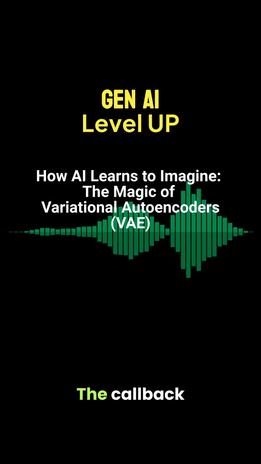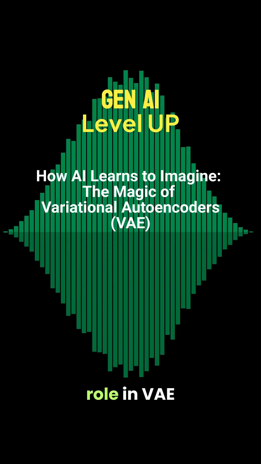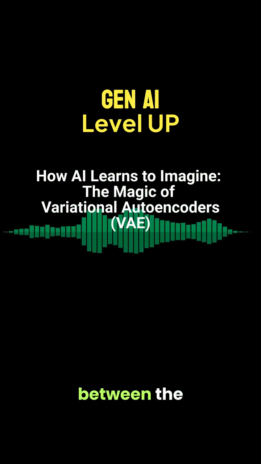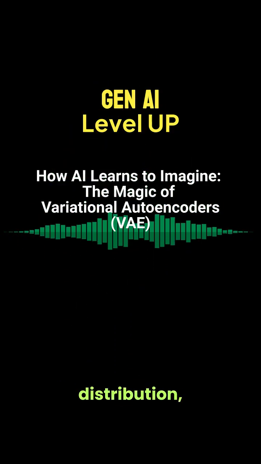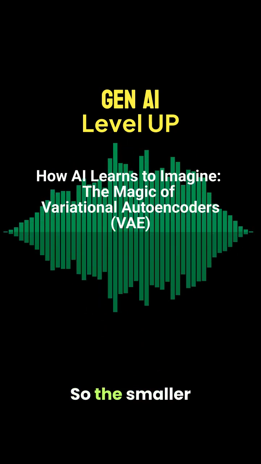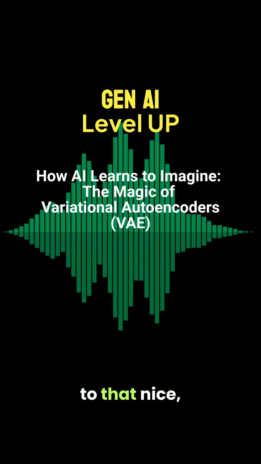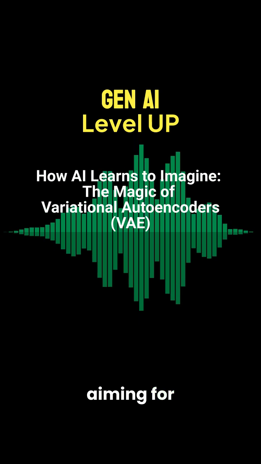You've got a great memory. The Kullback-Leibler divergence, or KL divergence for short, plays a key role in VAE regularization. It's used to calculate the difference between the distribution learned by the encoder and that chosen prior distribution, which in most cases is our friend, the standard Gaussian. So the smaller the KL divergence, the closer the encoder's distribution is to that nice, well-behaved Gaussian, right? And that's what the VAE is aiming for during training.